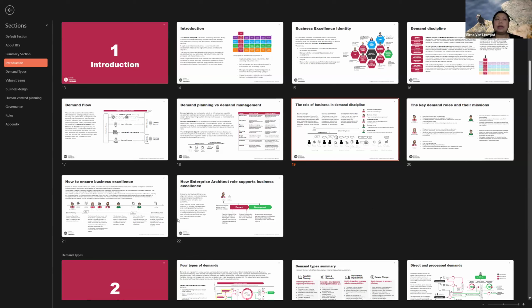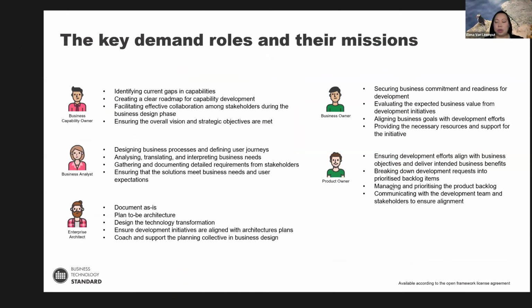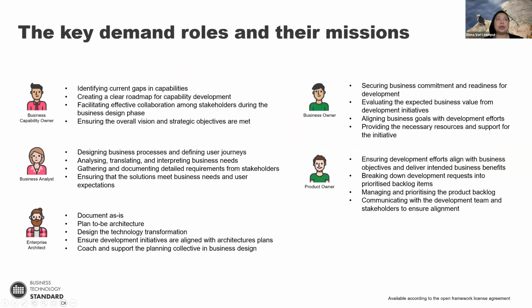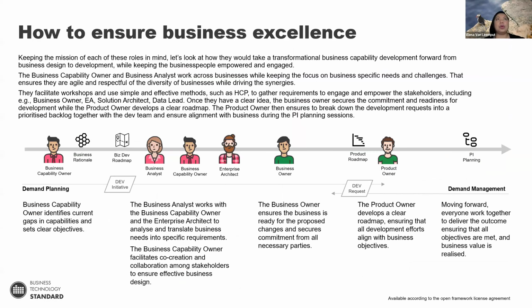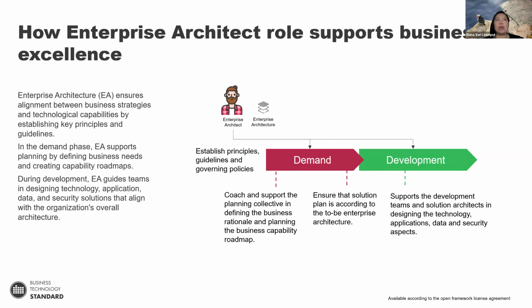Now, we also have added here, of course, key roles, what they are, what in more detail they do, and then how these roles ensure business excellence. Business excellence is one of the identities of the business technology standard. So one of the main, let's say, domains or disciplines and identities for demand. And then we also added something called enterprise architect roles, which is how enterprise architecture actually supports business excellence, regardless if it's a capability planning or if it's an ideas to concept type of demand.